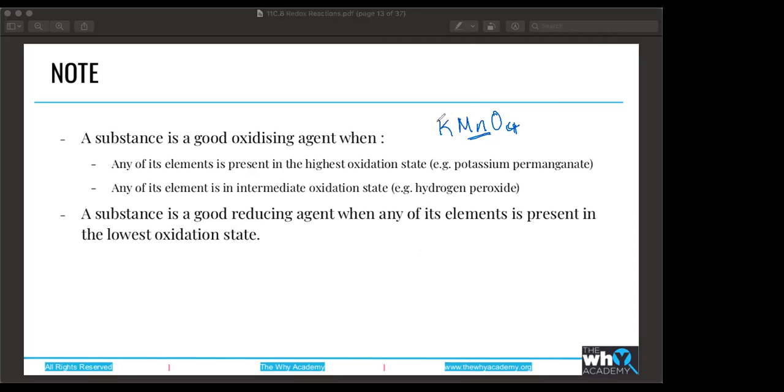KMnO4. K ka oxidation state will be... Sid got it, yes. That's a little typo there, but yeah. Now Mitali got it. Maya's got it. Good stuff. Okay. So K is plus 1. This is 4 into minus 2, which is minus 8. So manganese ka oxidation state is plus 7, which means that it's losing like 7 electrons.